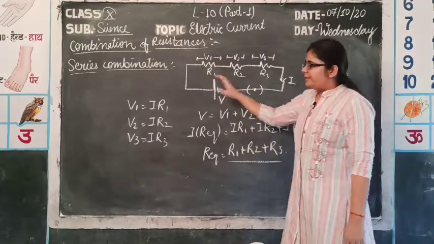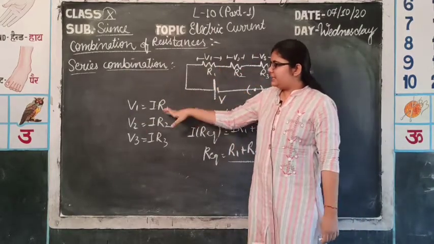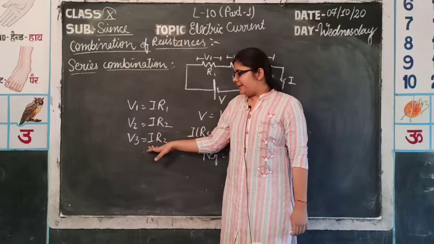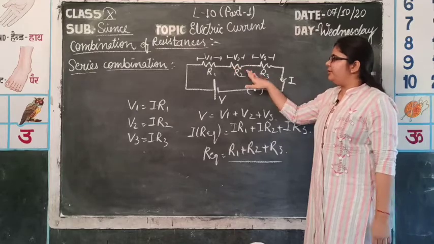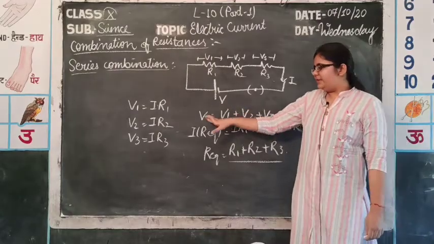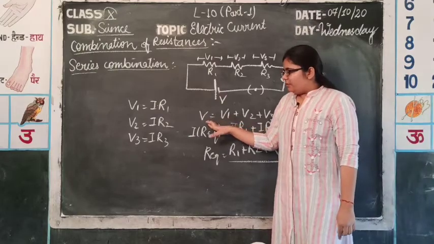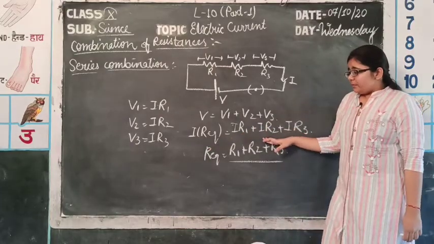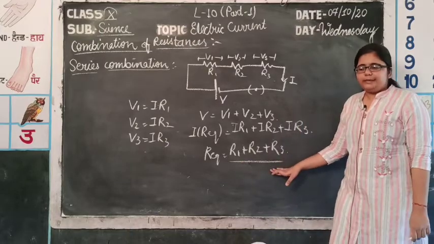So, in the first equation, V1, the potential difference across resistance 1, is IR1, V2 is IR2 and V3 is IR3. I is the same in all three. Then the sum of all these potential differences, V1, V2 and V3, must be equal to the external battery's voltage, that is, V is equal to V1 plus V2 plus V3. Then V is equal to I multiplied by R equivalent, and by adding these values you get R equivalent, that is, R1 plus R2 plus R3.